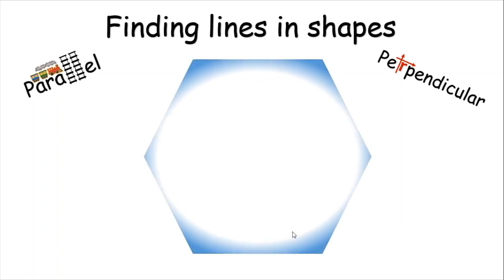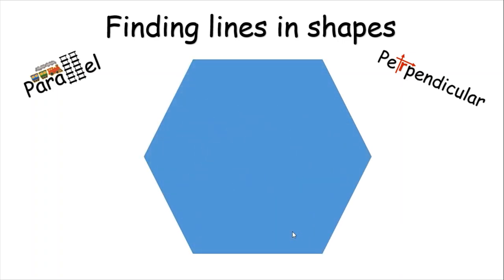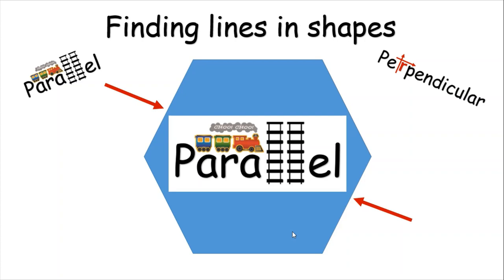Have a go at this one, which is a hexagon. And we're looking at these two sides, the sides that are being pointed to by the red arrows. Are those sides parallel, choo-choo, or perpendicular? Have a think. Are they parallel or perpendicular to each other? They are, of course, parallel because they are opposite each other.